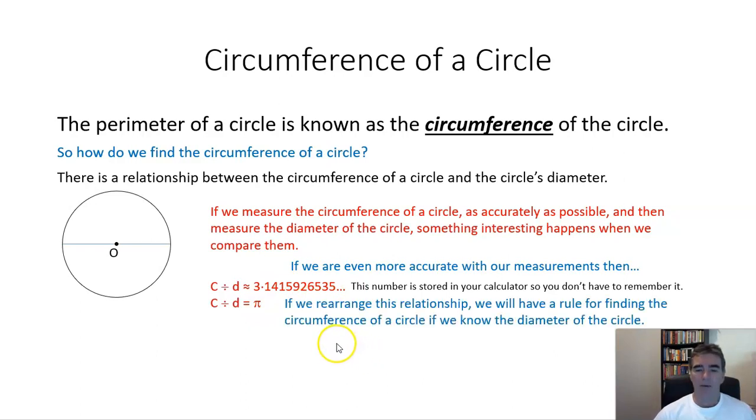Now I'm going to rearrange this relationship so that we have the rule for the circumference of a circle. I'm using C for circumference and D for diameter if you haven't already picked that up. What I want to do is get C by itself, so I'm going to multiply both sides by D to eliminate the divide by D on the left-hand side. When I do so, I get this rule: circumference equals pi times D. So to find the circumference of any circle, I take this value of pi, 3.1415, and multiply it by the diameter. That will give us the circumference of a circle.